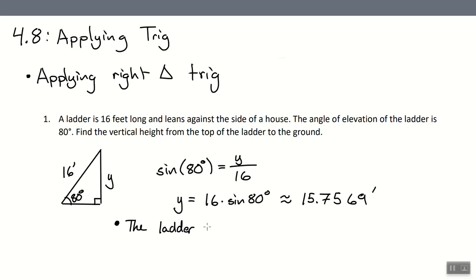The ladder is 15.76, and I will write here, rounded, feet up the wall of the house, or up the house. Okay, that's how far we go up. 16-foot ladder at 15.75. Now, is my picture to scale? No, realistically, at 80 degrees this ladder would be crazy, like a more realistic ladder, we're like here. Cool. Doable?